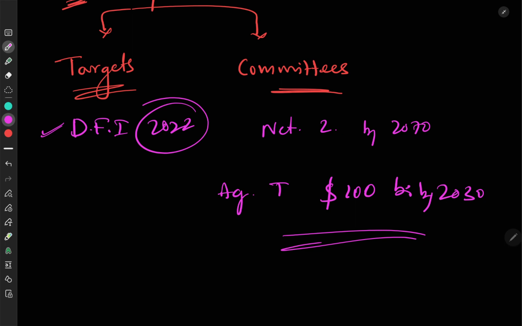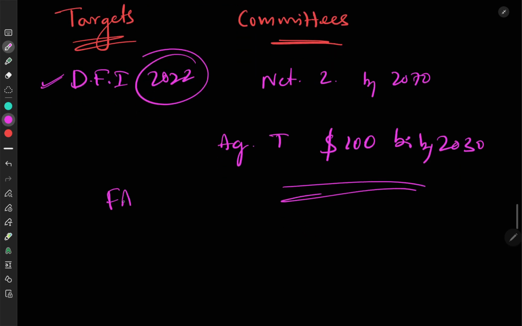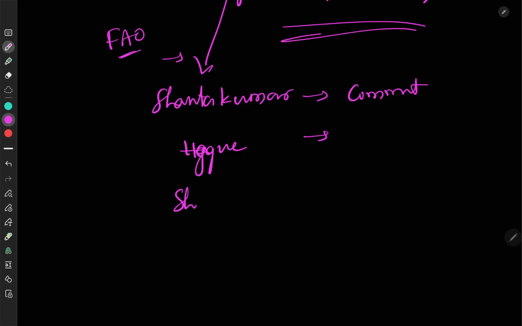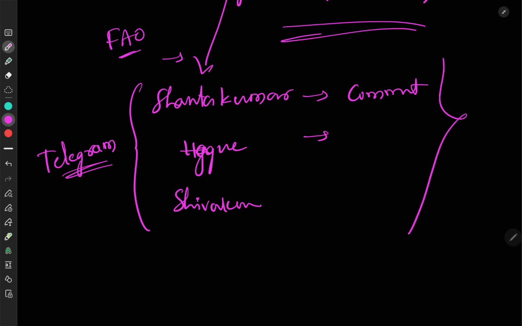These are the targets, and there are international organizations, committees and recommendations, like FAO. If you come to committees, there is the Shantakumar committee related to... just guess what the Shantakumar committee is related to, and comment in the comment section. Or what is the Hegu committee related to? What is the Shivakumar committee related to? All these committees are uploaded in the Telegram group, and the Telegram link is given in the description box. You can check it out. Please mention in the comment box if you know the answer.